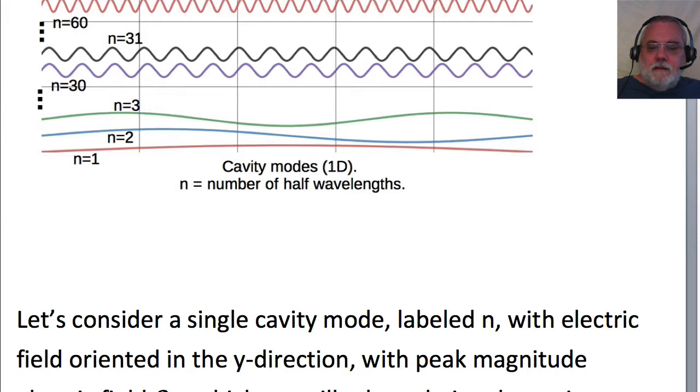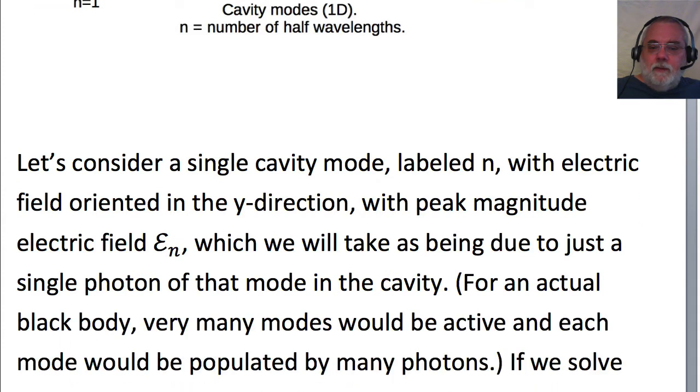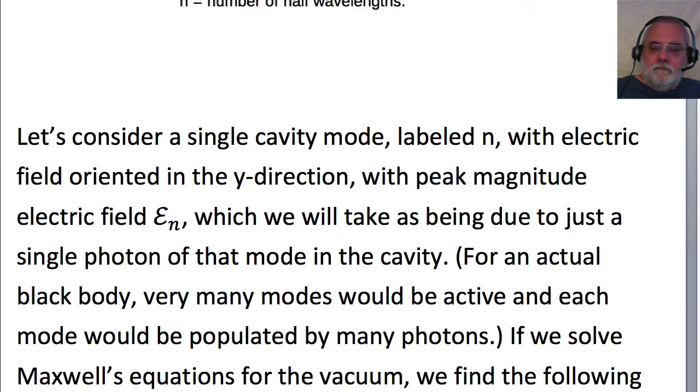Let's consider a single cavity mode labeled n with electric field. So the cavity is in the x direction, and we'll say that the electric field is oriented in the y direction, with peak magnitude electric field E sub n, which we'll take as being due to just a single photon of that mode in the cavity. For an actual black body, very many modes would be active, and each mode would be populated by many photons. So we're just considering a single photon.